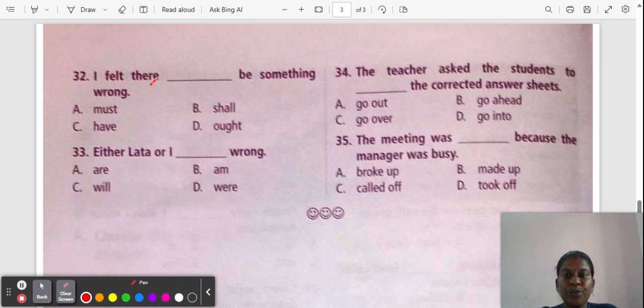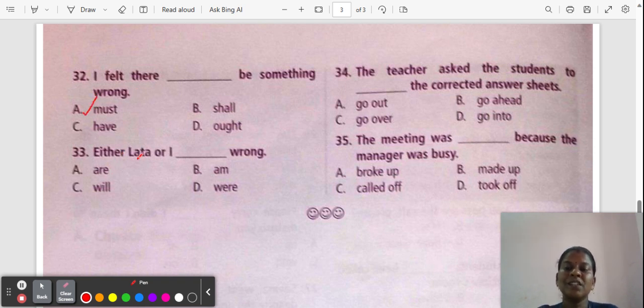Then, question number 32. I felt there dash be something wrong. Option A, must. Option B, shall. Option C, have. Option D, out. I felt means it is past tense, and there is a confident sense that something is wrong. Option A, must, is the correct answer. I felt there must be something wrong.